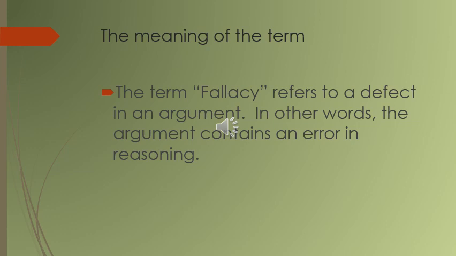In the most general sense, a fallacy is an argument that contains an error. There's an error in reasoning. Something goes wrong in the argument, and because of this, the conclusion doesn't follow from the premises. And of course, since we have two different types of arguments, deductive and inductive, the type of fallacy that we could find will differ depending on what type of argument we're dealing with.